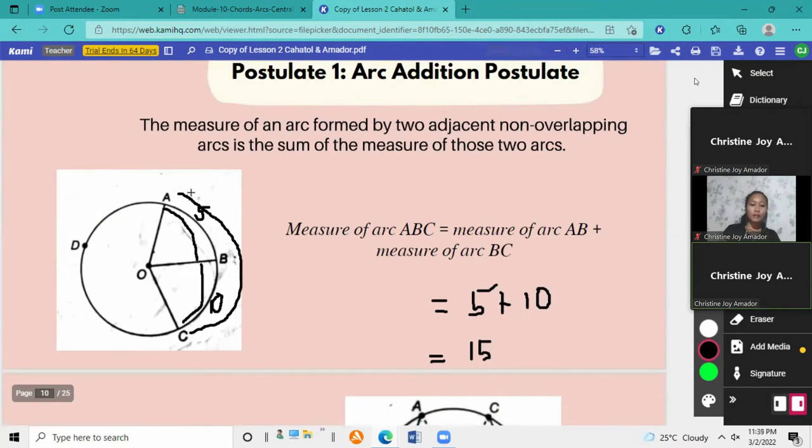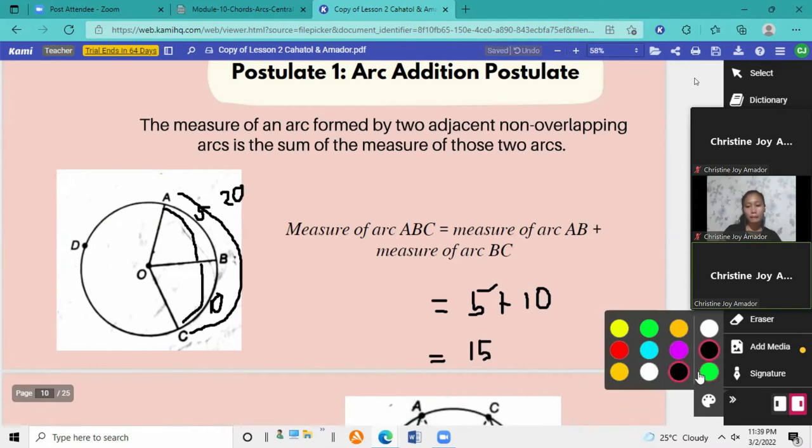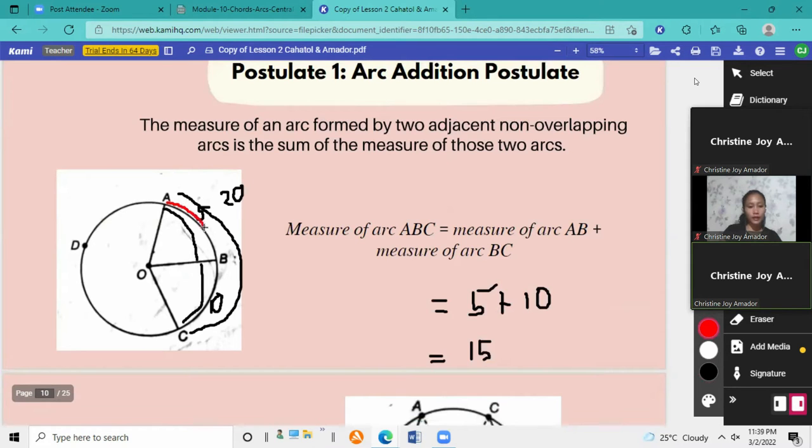Again, what if the measurement of our arc AC is, let us say, 20, and the measurement of our arc AB is, for example, 7? Then what do you think is the measurement of arc BC? Okay, very good. The measurement of our arc BC is 13, because if we add 7 and 13, it is 20. So that's it for the arc addition postulate.